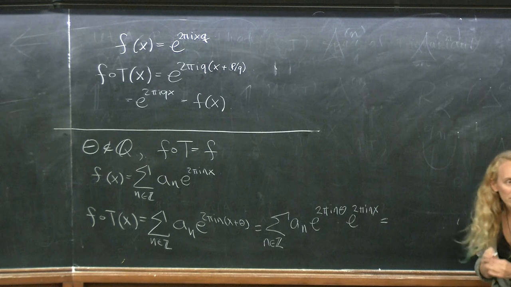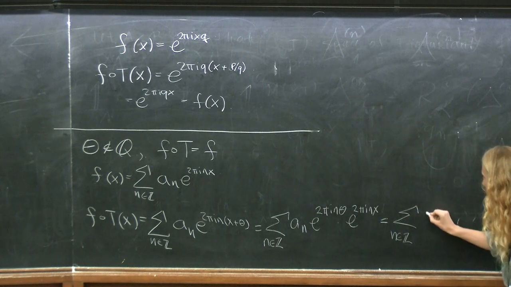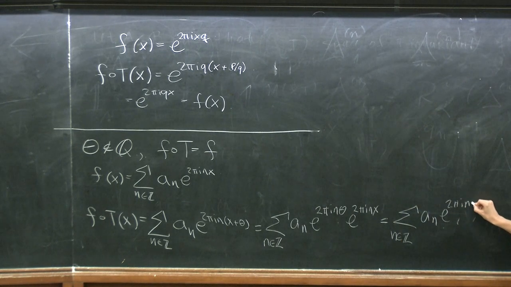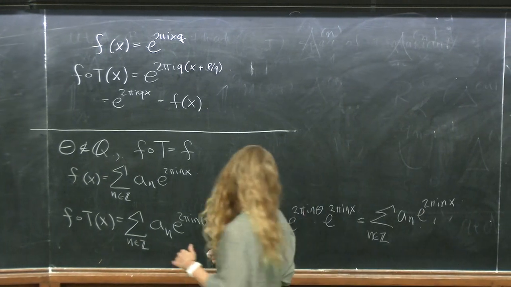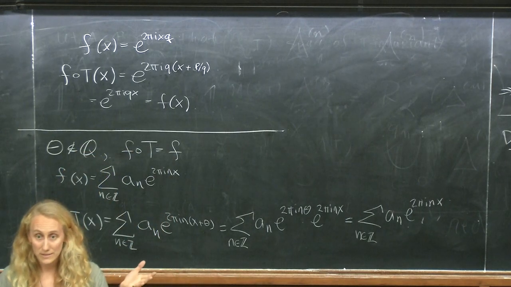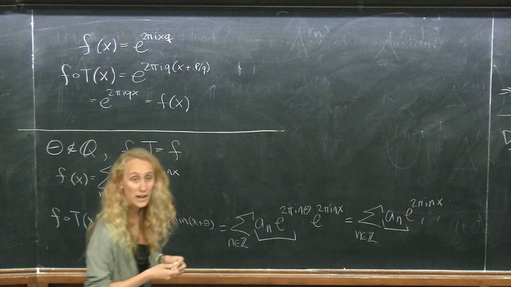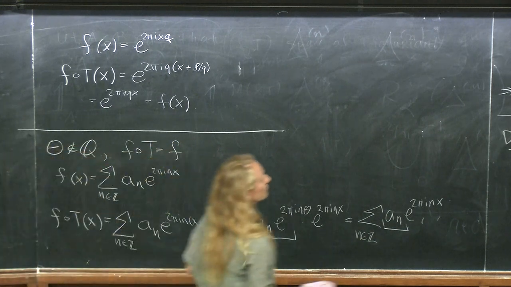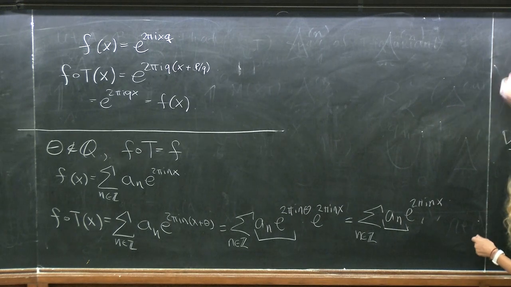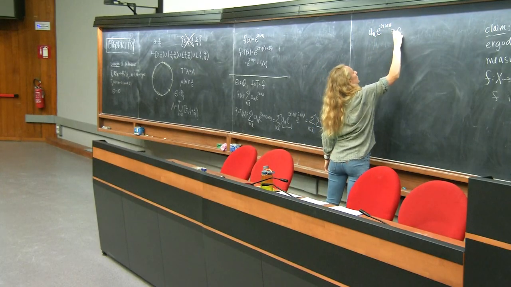And I chose a T invariant function, so this must be equal to f, which means that this must be equal to a_n e to the 2 pi i n x. So I have a property of Fourier series that if these are equal, then the coefficients are the same for every n, its uniqueness. So I have that this must be the same as this for every n. So that means a_n e to the 2 pi i n theta has to be equal to a_n for all n.